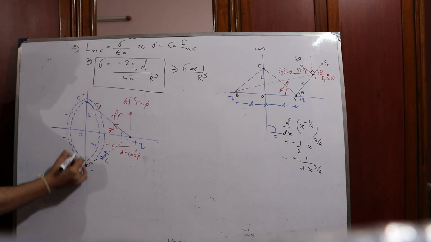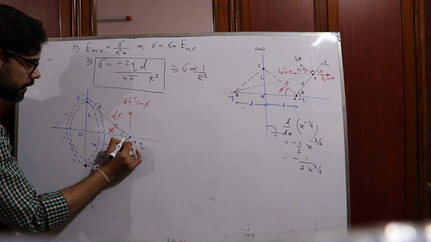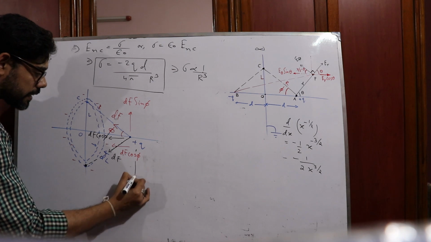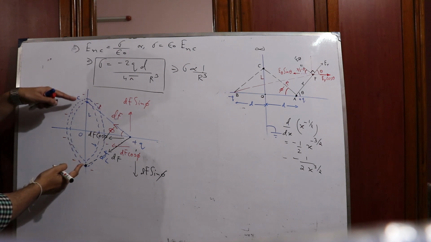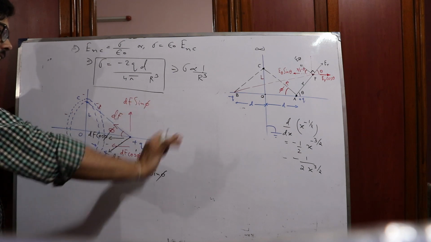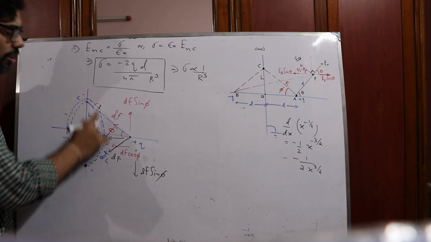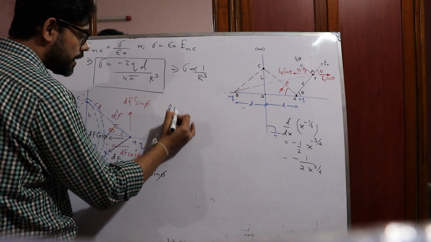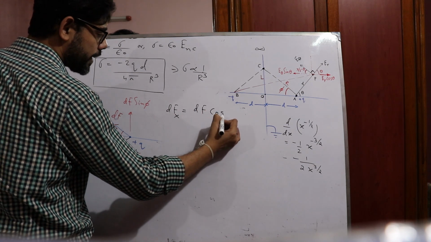If you consider this particular part, similarly in this direction there will be dF, in this direction again dF cos phi, and in this direction dF sin phi. So please see, for any two corresponding or diametrically opposite parts, dF sin phi cancels and dF cos phi gets added up. So for all the parts on this ring, all dF cos phi shall get added up. So what is the net force? Net force is nothing but, I can call it dFx, is dF cos phi.